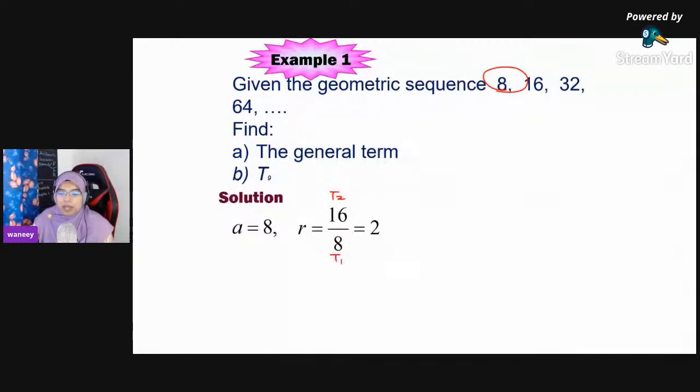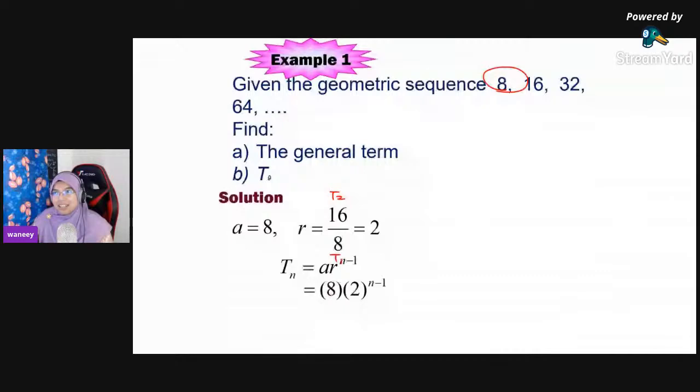So 16 over 8, the common ratio will be 2. Now, if you substitute into the formula, the general term Tn is A r to the power of n minus 1. The first term is 8, the common ratio is 2. So we are going to get 8 times 2 to the power of n minus 1. And if you look at 8, 8 is actually 2 to the power of 3.